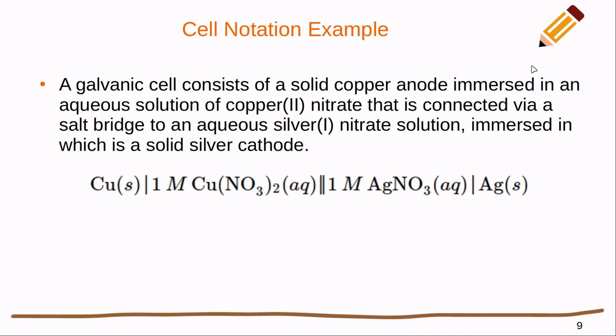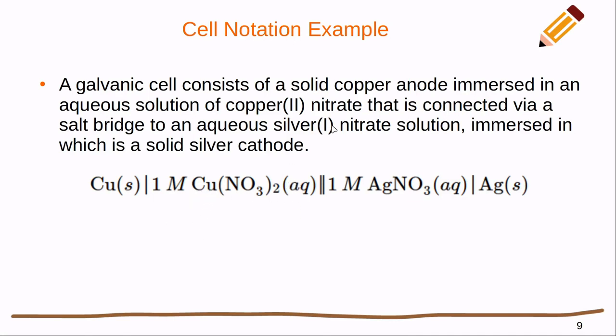So let's do a little example here. A galvanic cell consists of a solid copper anode. All right, so again, I'm starting with the anode. So I have copper solid there, immersed in an aqueous solution of copper 2 nitrate. So that copper anode is in contact with copper 2 nitrate. So those are different phases, solid and aqueous. So I put a vertical line, and then I note that I have the copper nitrate.